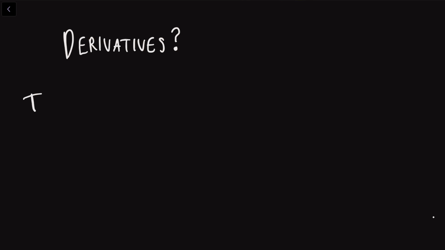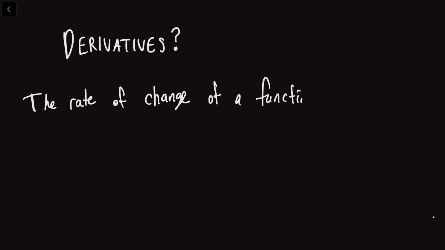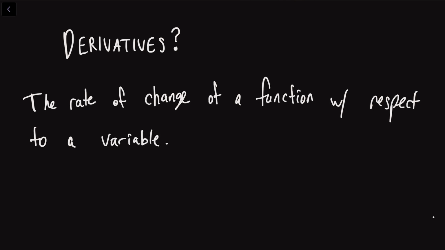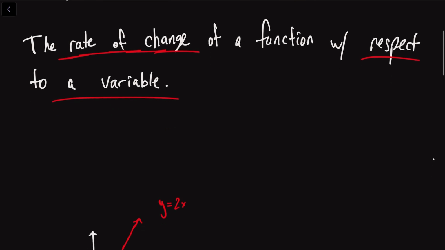So the textbook definition is the rate of change of a function with respect to a variable. Okay, let me underline the important stuff: rate of change of a function with respect to a variable. That's the important stuff, but that still doesn't really help us understand what a derivative is. That's a little too scientific, in my humble opinion. So let's talk about one thing I underlined, which is rate of change.